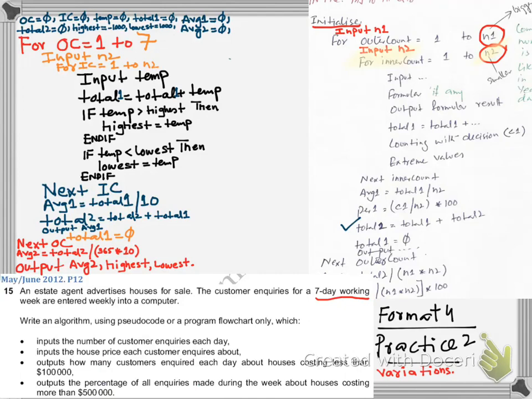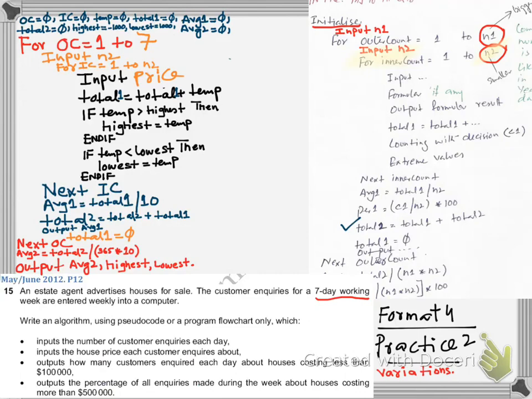instead of temperature, what we will input? Price. Okay, so we are not just totaling price, because they want us to basically input house price for each customer inquiry. That is done.